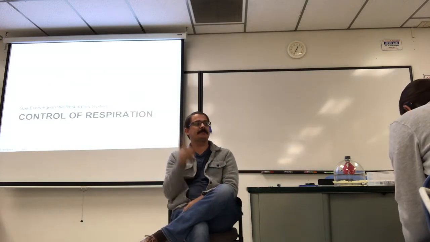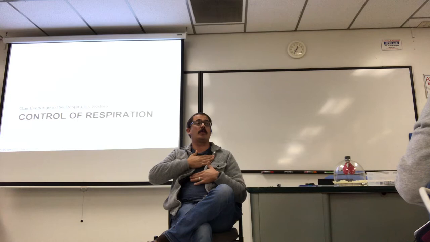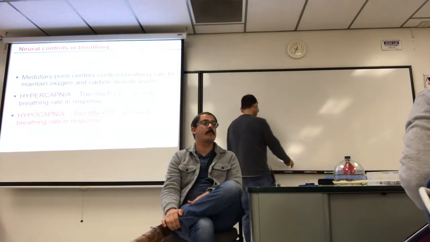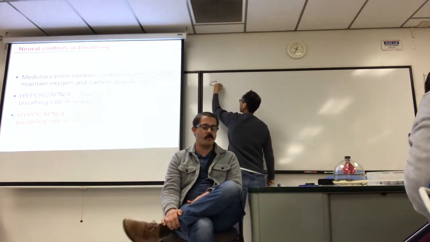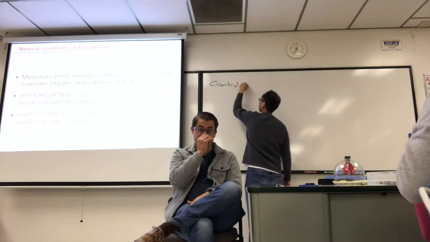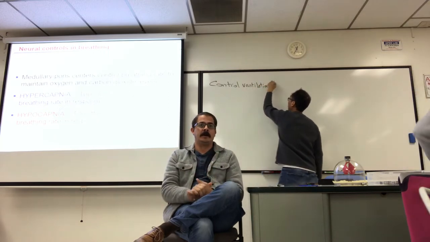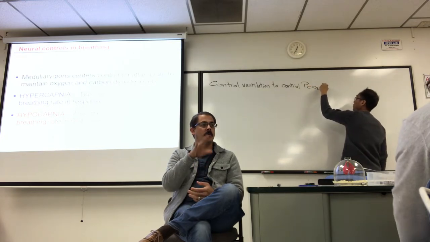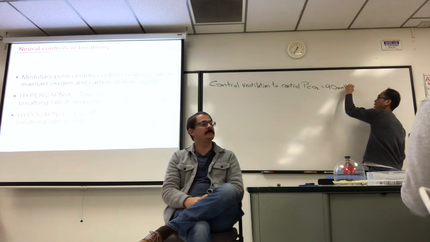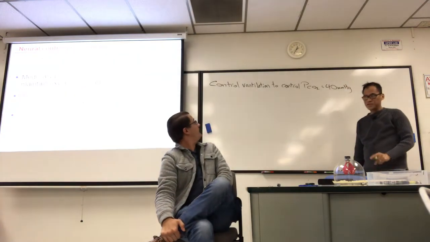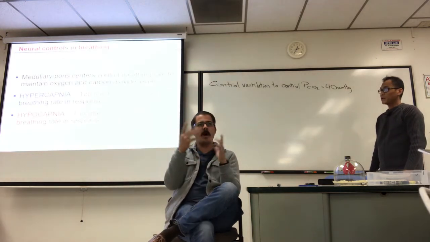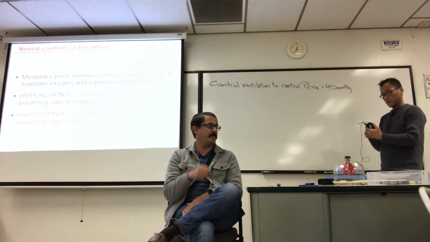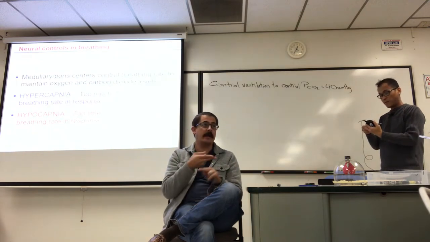The control of respiration at the medulla. What you want to do is control ventilation to control blood gas CO2, the partial pressure of CO2, pCO2, which should be about 40 in arterial blood. If it changes too much from that, you affect breathing to either exhale it, or to increase or decrease the value from 40.